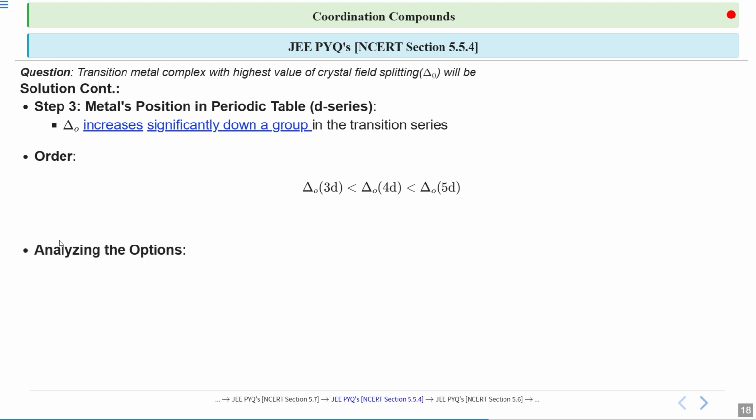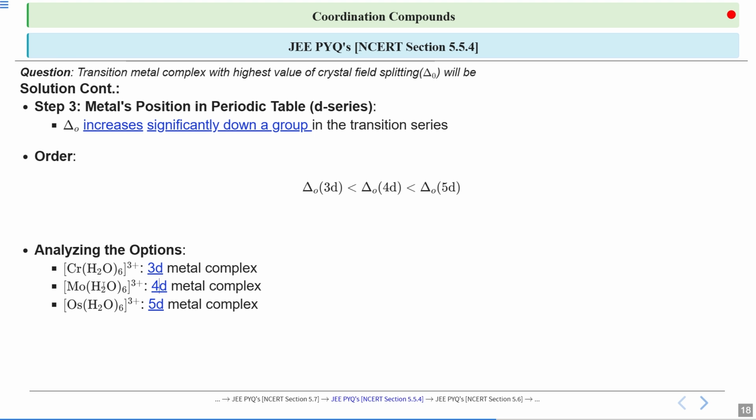Let's analyze the options one by one. So this first complex, that is chromium [Cr(H2O)6]3+, is a 3d metal complex because chromium is a 3d metal. Now the second complex, molybdenum [Mo(H2O)6]3+, is a 4d metal complex. So molybdenum is a 4d metal.